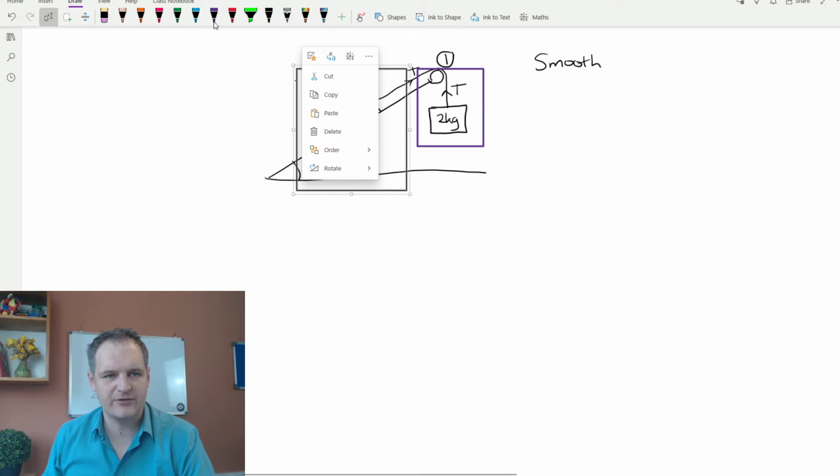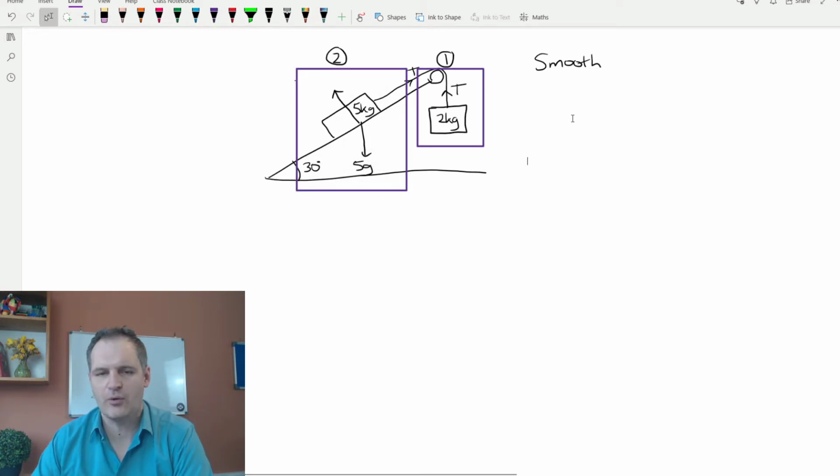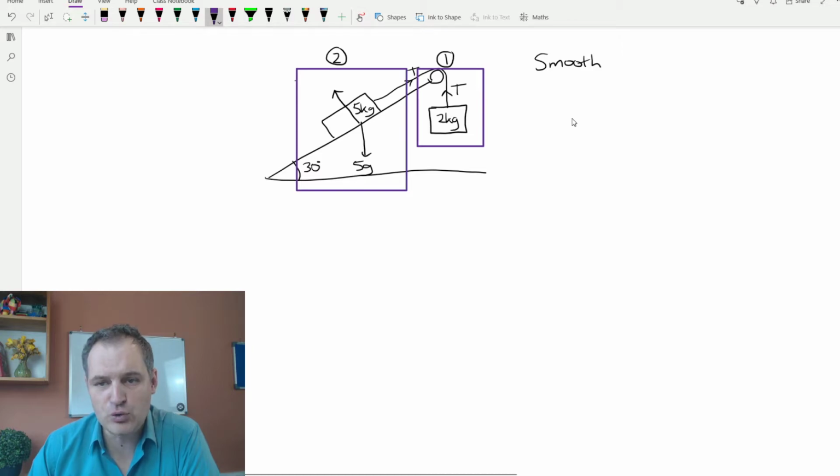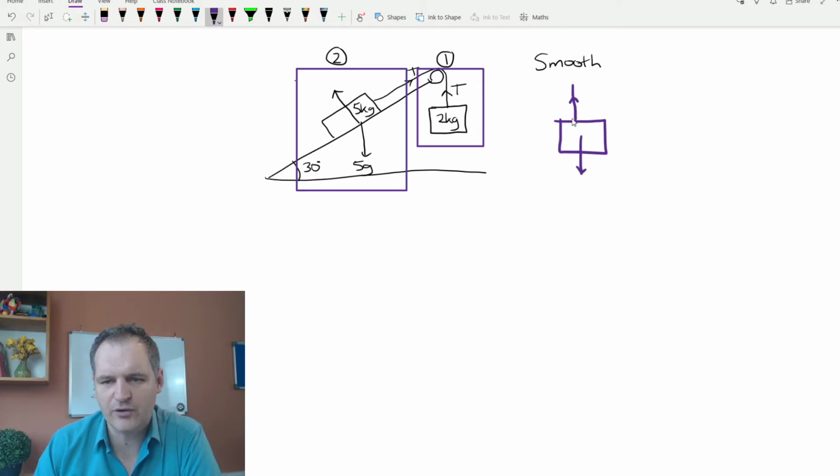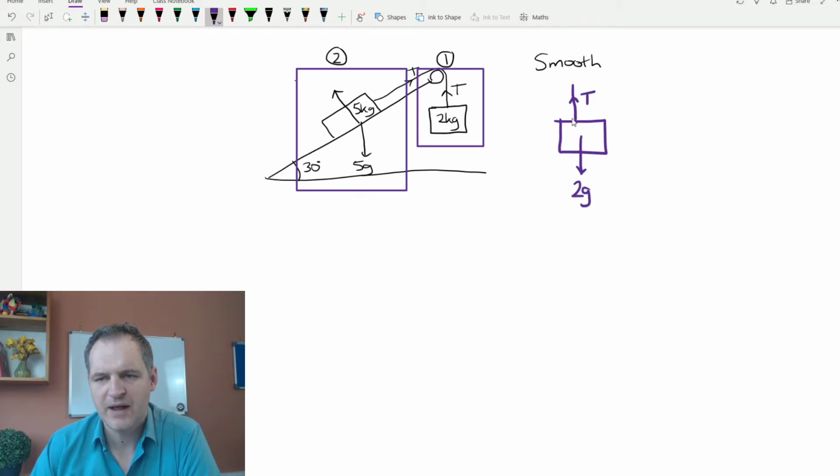And just want to make it clear. So this first system, I believe you can draw this separately because it makes it stand out more. There's only two things going on in this system. 2G going down and tension going up. That makes this system very easy to manage. It is just going to be T equals 2G. They have to be equal to each other if it is stationary. The only thing we don't know is whether it is stationary or whether 2G is bigger.